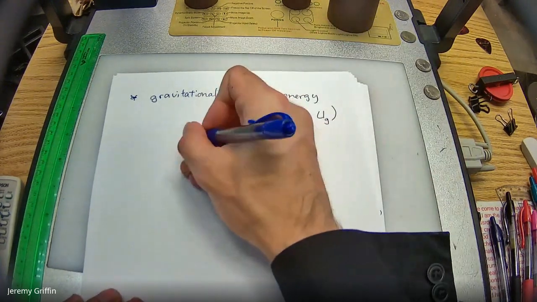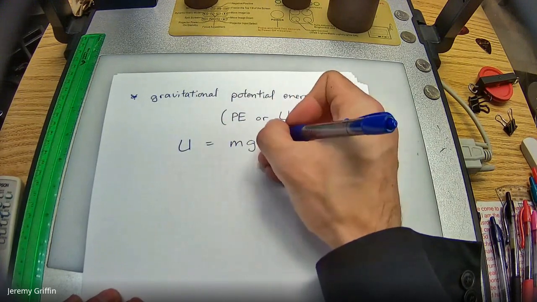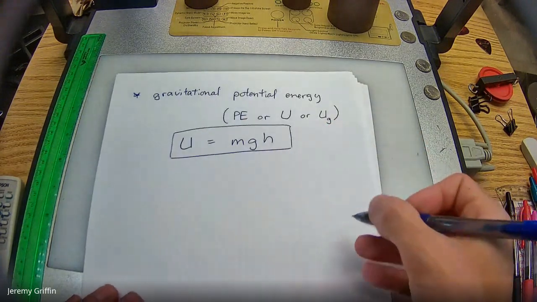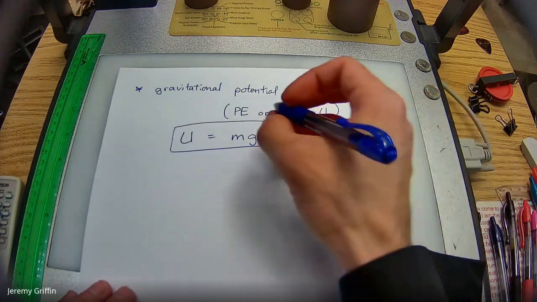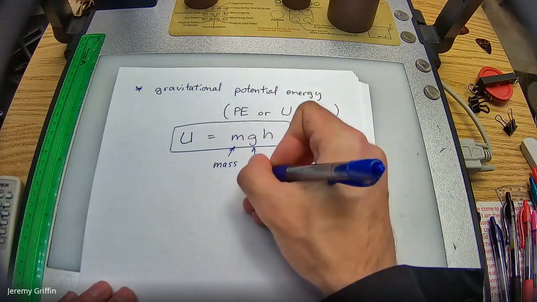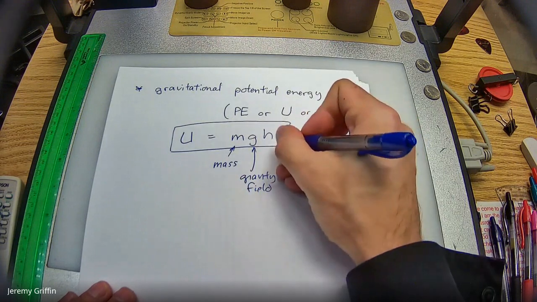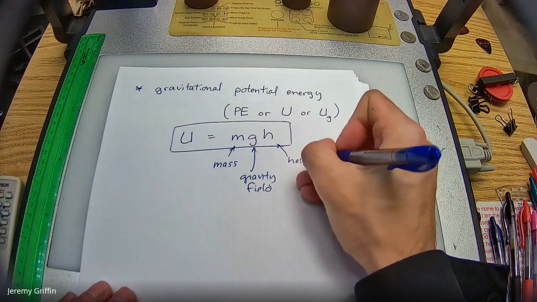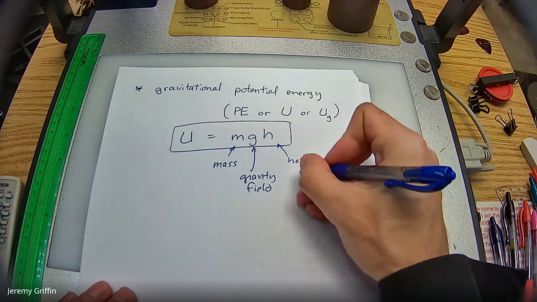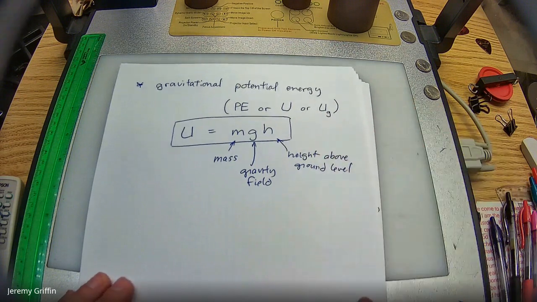And this has a formula. And you guys already know the formula because we sort of just derived it. It's just mgh. The energy associated with being elevated in some gravity field is mgh. M is mass, g is the gravity field, h is the height above, let's say, ground level. Okay, something like that.